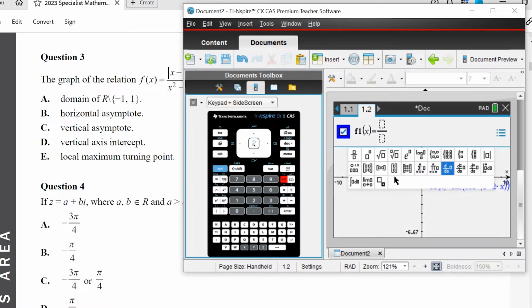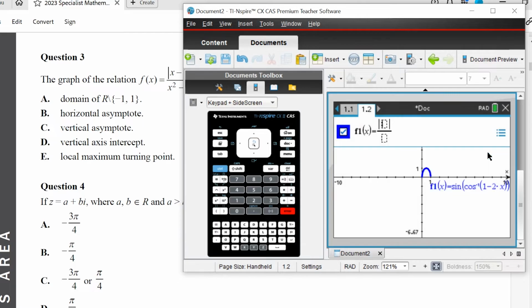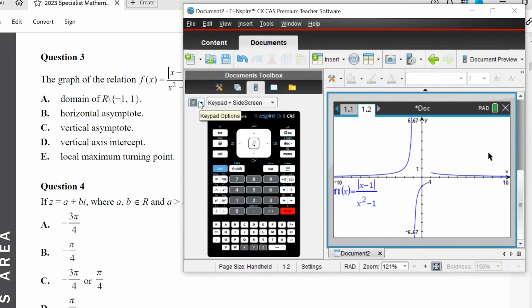The modular sign is just under this button here. Mod x minus 1 over x squared minus 1. And what do we have? Do we have a domain of reals excluding negative 1 and 1? I think we do, and that makes sense looking at our denominator.